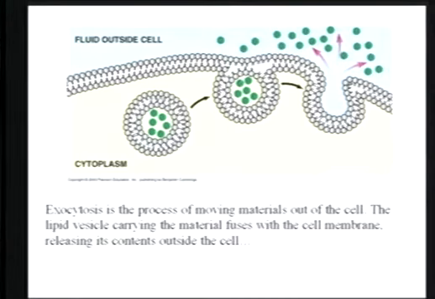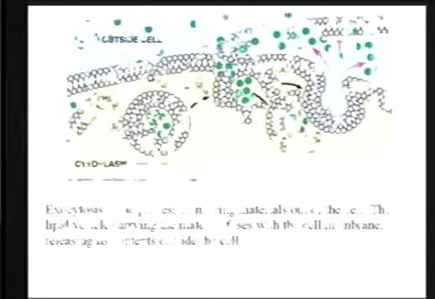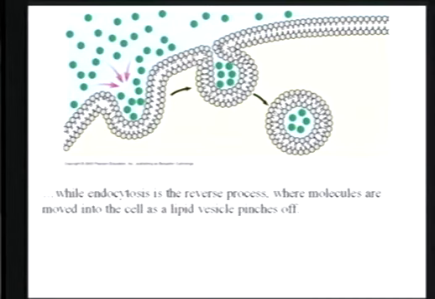Okay, there are some ways that cells can move materials, large amounts of material, outside and inside the cell. Exocytosis is a process of moving materials out of the cell. Fairly simple process. All you're doing is taking a lipid vesicle that's full of stuff, you fuse it with a lipid bilayer, and it opens up, and you get all your stuff going outside. Okay, the opposite process is this, endocytosis, where you bring materials inside. It's essentially the reverse process of exocytosis.